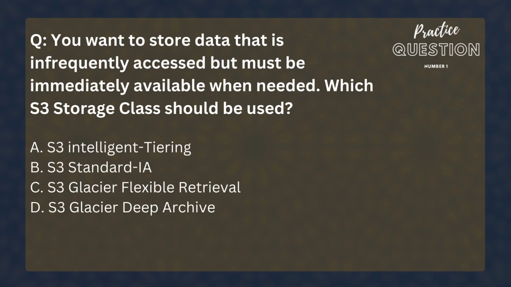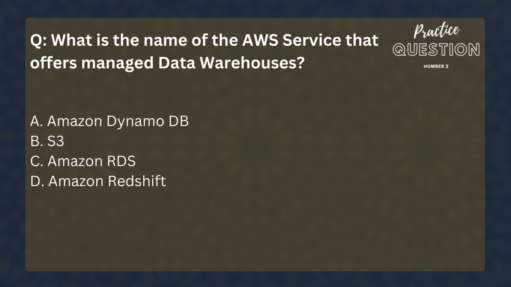You want to store data that is infrequently accessed but must be immediately available when needed. Which S3 storage class should be used? S3 Intelligent Tiering, S3 Standard IA, S3 Glacier Flexible Retrieval, S3 Glacier Deep Archive. Because data needs to be immediately available, all Glacier classes are invalid options and the correct answer is going to be Standard IA.